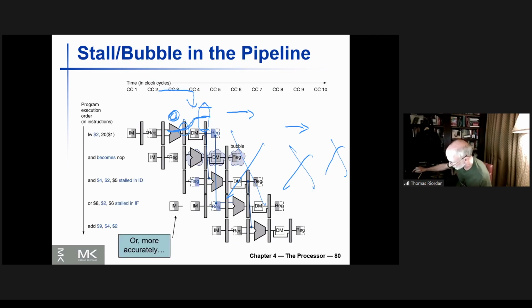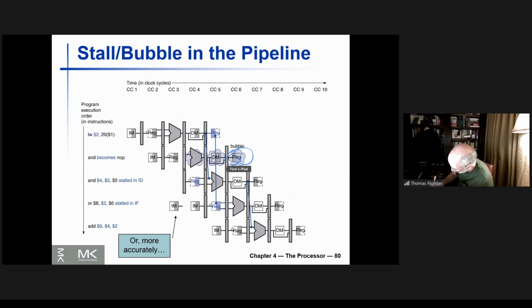Let's look at his picture again. So see what he shows here. He shows these clouds here. These clouds mean nothing happening.